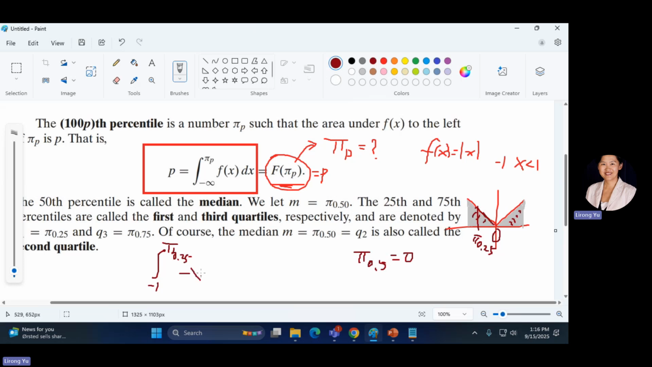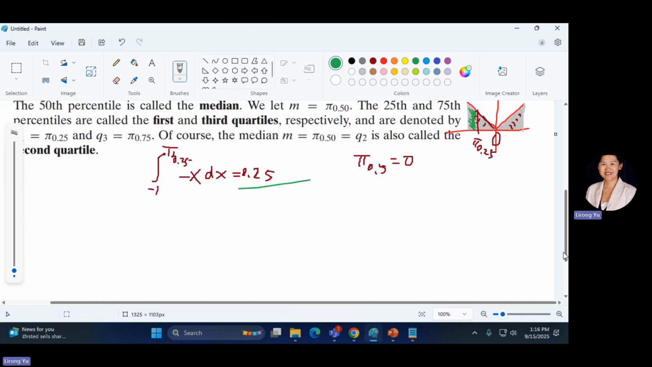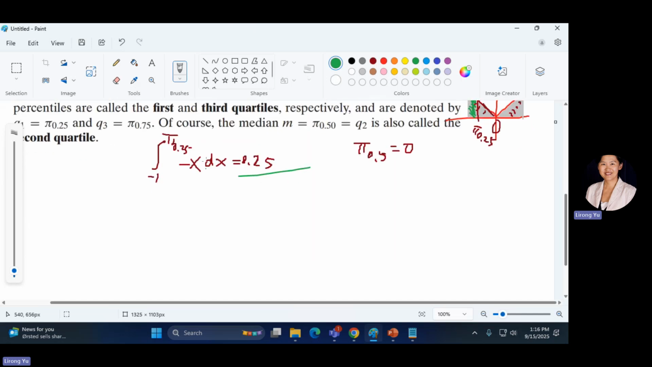So we are supposed to integrate -x dx, and that probability should be 0.25 because we're trying to find the 0.25 percentile. That means to the left of pi 0.25, under this curve, the area should be 0.25. This integration gives us negative x squared over 2 if you integrate x dx. And then we're going to put in the lower limit and upper limit.